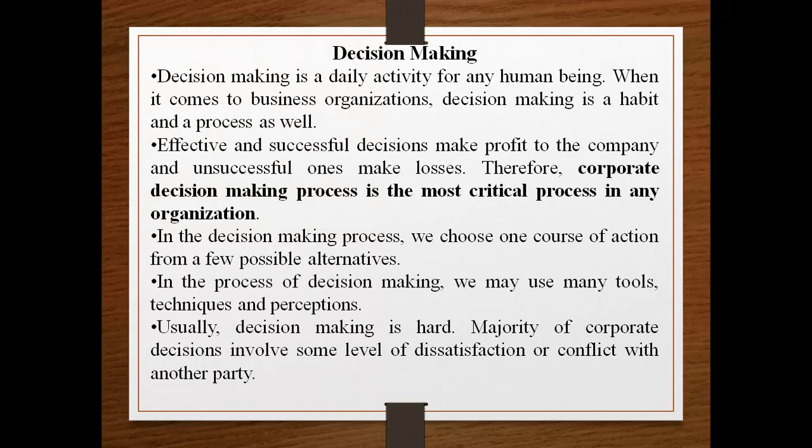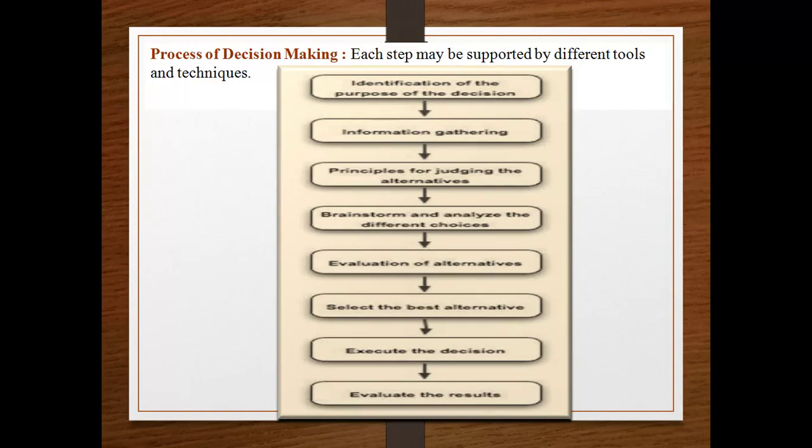Decision making is difficult because the majority of corporate decisions involve some level of dissatisfaction or conflict with another party. So that is very hard, you can say. In the process of decision making, each step may be supported by different tools. If you see this diagram, the first step is identifying the purpose of the decision, why you are taking the decision. Then information is gathered, and on the basis of the information you take the decision.